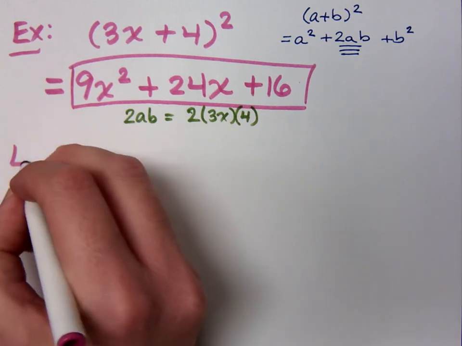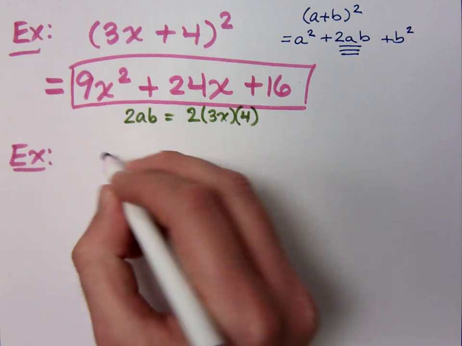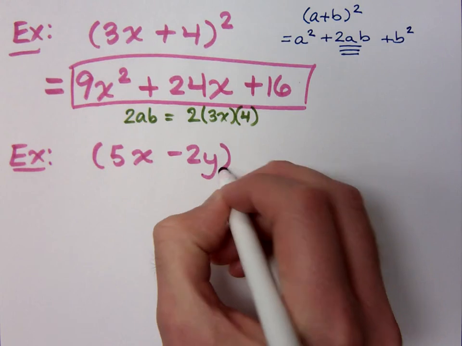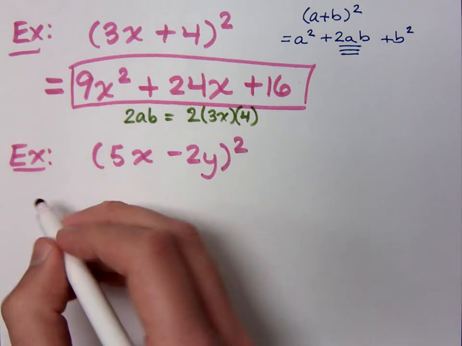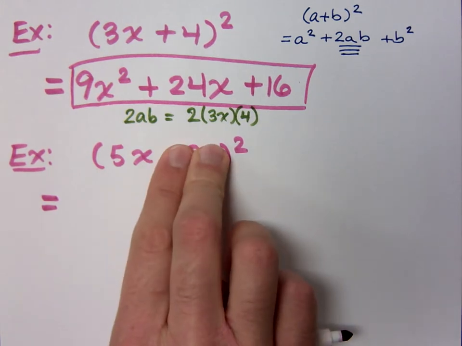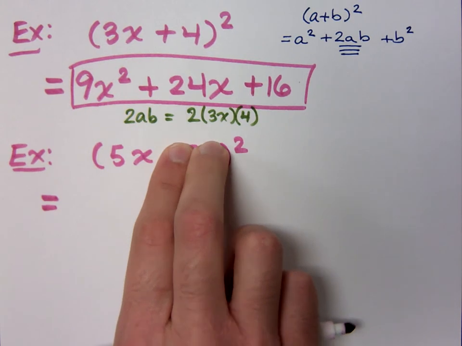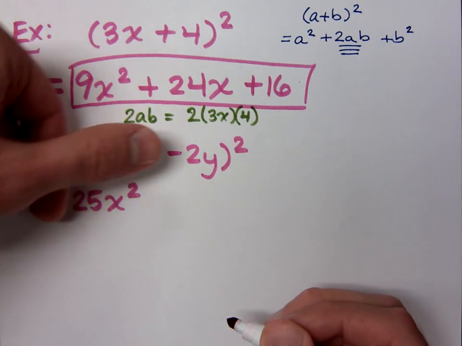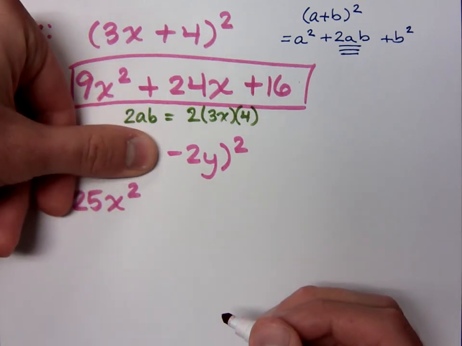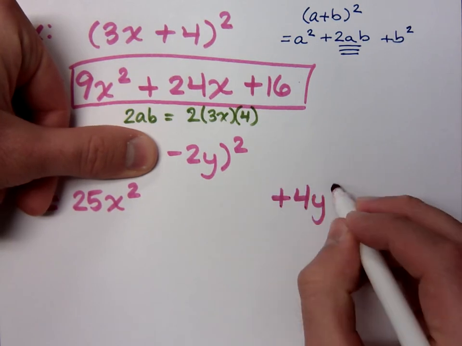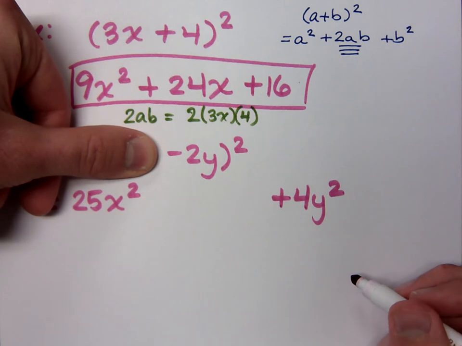How about 5x minus 2y quantity squared? When you square the 5x, you get 25x squared. Then the last term: you're squaring a negative, so plus 4y squared, because I'm squaring the negative 2 and the y. Do you all agree with me?